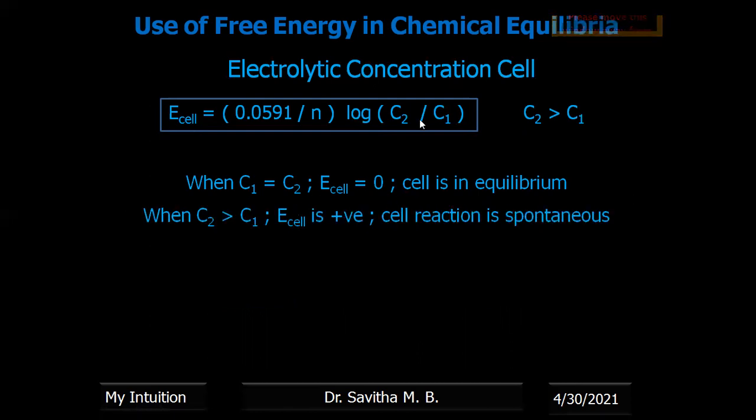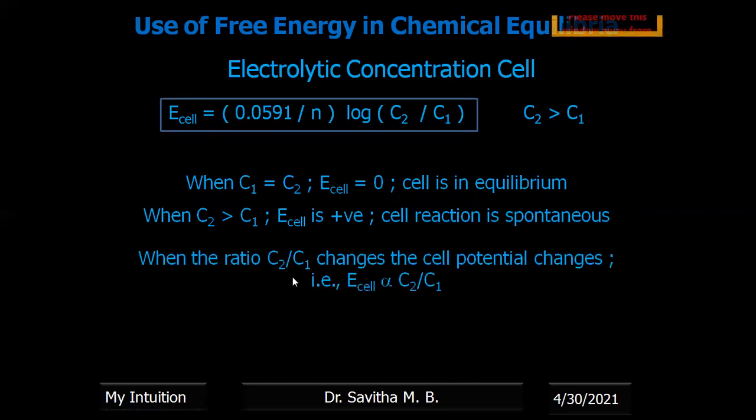If C2 is greater than C1, only then E cell will be positive, and only then the reaction is spontaneous. The other way is a non-spontaneous reaction. As the C2 by C1 ratio changes, the cell potential also changes. That is, the potential of the cell is proportional to the change in the concentration of ions at the cathode and anode.